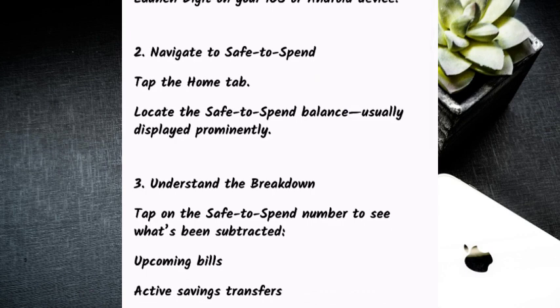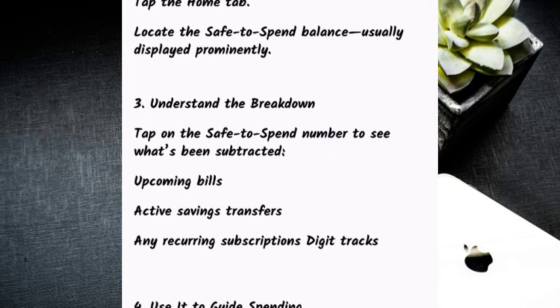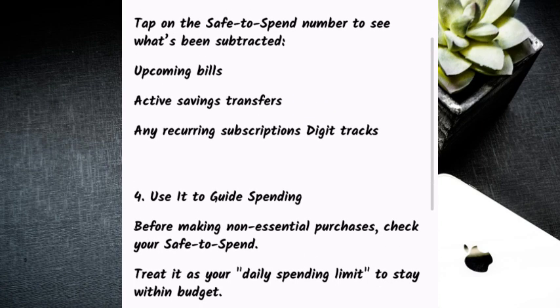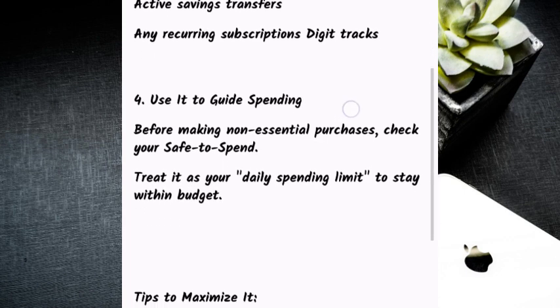Then understand the breakdown. You can tap on the Save to Spend number to see what has been subtracted: upcoming bills, active savings transfers, as well as any recurring subscriptions that Digit tracks. You can use it to guide spending. Before making non-essential purchases, you want to check your Save to Spend. Treat it as your daily spending limit to stay within your budget.